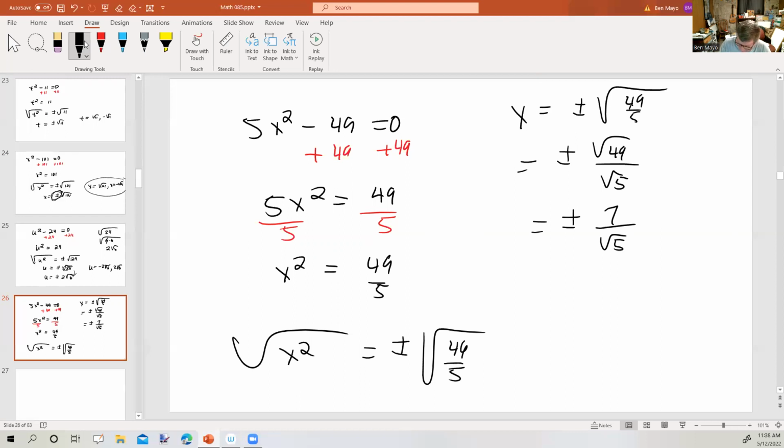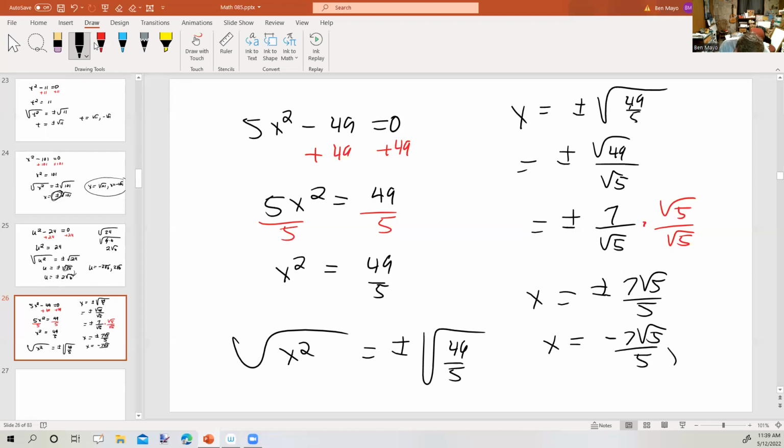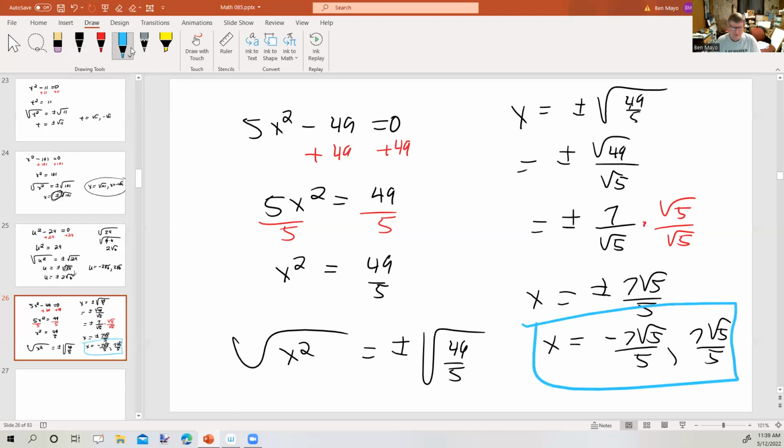But in the last chapter, we learned how to rationalize the denominator. So we'll do that. So we get plus or minus 7 square roots of 5 over 5. So basically x is negative 7 square roots of 5 over 5, comma, 7 square roots of 5 over 5. And so there we've got our final answers. I'll pause there for a second for you to get caught up writing that. Let me know when you're good to go on, and we will go on.